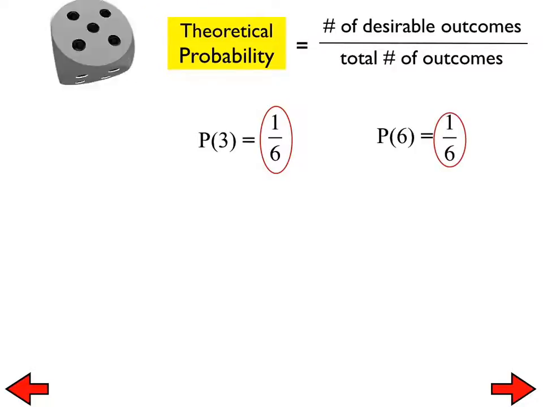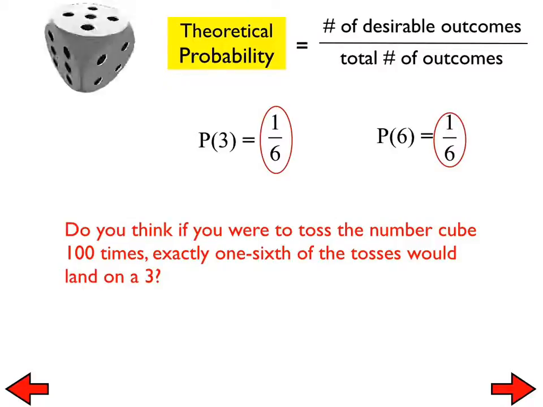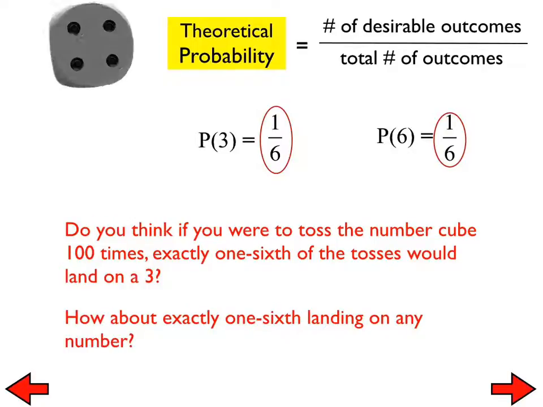And so I have the same question for you, and that's this. Do you think if we were to toss the number cube 100 times, exactly 1/6 of the tosses would land on a 3? Yes or no? Yeah, maybe, maybe not. We don't know. Same thing about landing on any number for that matter.